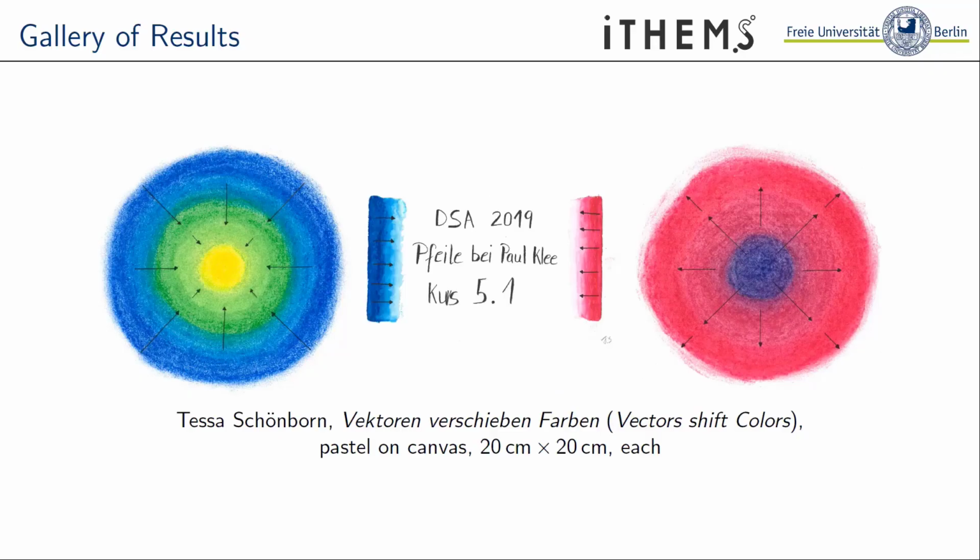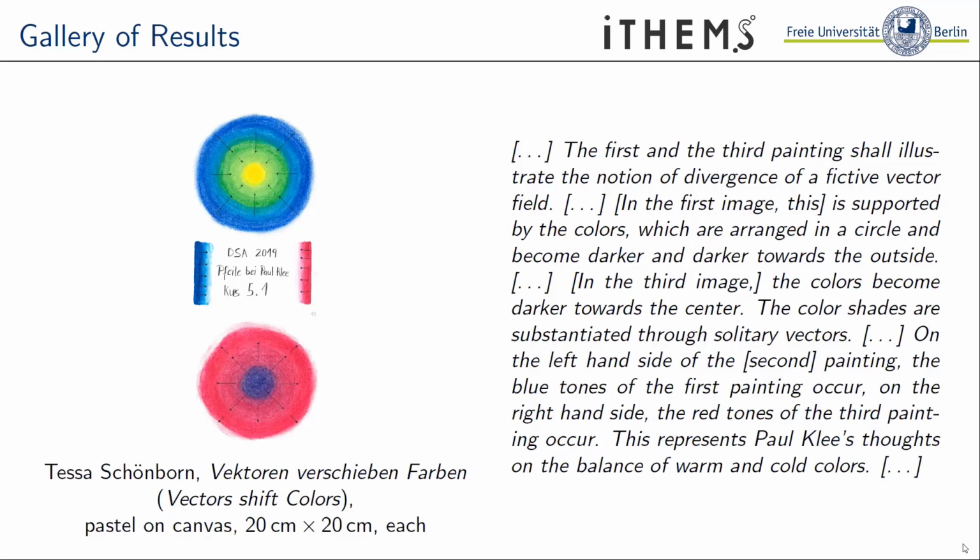Besser schön bauen, Vektoren verschieben Farben. The first and the third painting shall illustrate the notion of divergence of a fictive vector field. In the first image, this is supported by the colors, which are arranged in a circle and become darker and darker towards the outside. In the third image, the colors become darker towards the center. The color shades are sustained through solitary vectors.